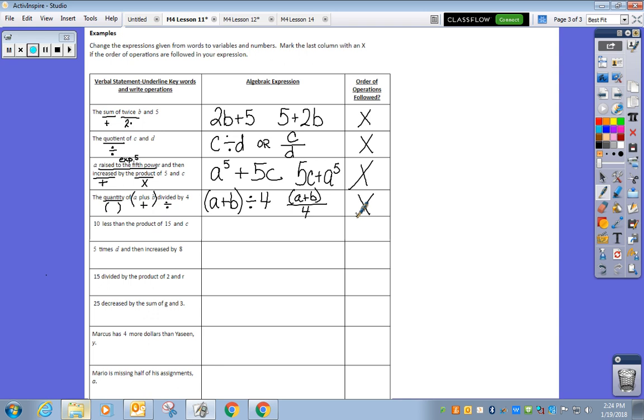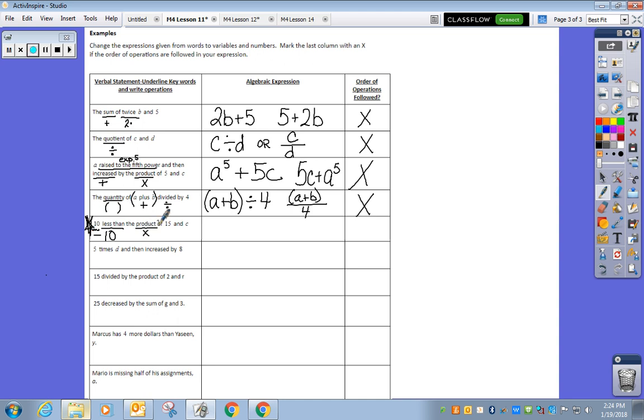The next one says 10 less than the product of 15 and C. Less than tells me I'm going to be subtracting. Now what's really important here is when it gives you a number less than, that means minus that number. So 10 less than means minus 10. This is really important because there is no commutative property with subtraction. So 10 less than does not mean 10 minus what comes next. It means whatever comes next minus 10. So that's something I really want you to remember.